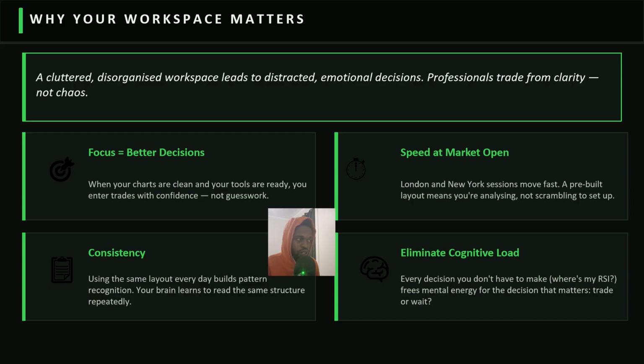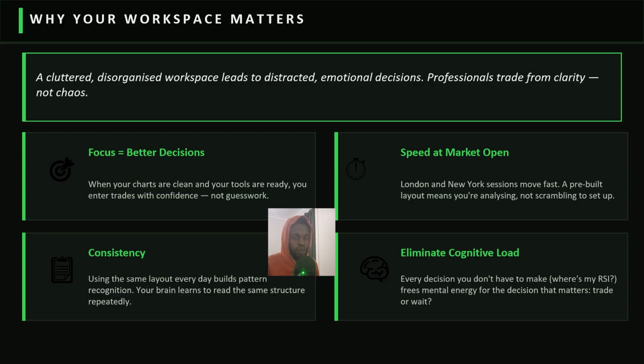Consistency. Using the same layout every day builds a pattern. We are humans and our brain recognizes patterns. So when you organize and do your setup every day, it becomes muscle memory. This eliminates cognitive load, so every decision you don't have to make, like where is my RSI, frees mental energy for the decision that matters: trade or wait.